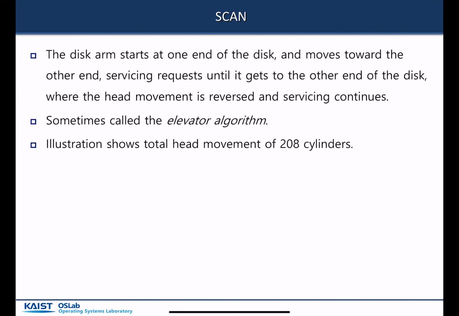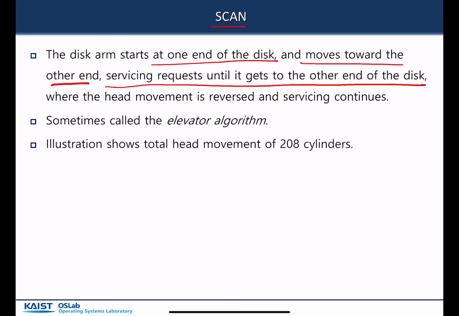Another family of algorithms is called scan. The disk arm starts at one end of the disk and moves towards the other end, servicing requests until it gets to the other end of the disk, where the head movement is reversed and servicing continues. Sometimes it's called the elevator algorithm. The total head movement reaches 208 cylinders.